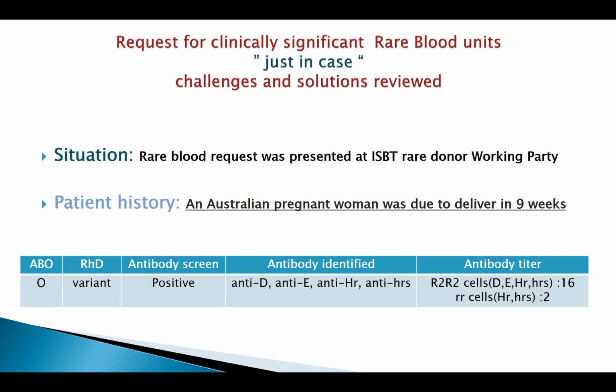So the patient type was O, RHD variant, antibody screen positive, and the antibodies were identified as anti-D, anti-E, anti-HR, and anti-HRS. The titer of the antibodies with R2 cells was 16, where the antigens are big E, HR, a high frequency antigen, and HRS, which was explained by the previous speakers very nicely. And the titer of HRS antigens with Leader R cells was 2. Okay, the next slide.